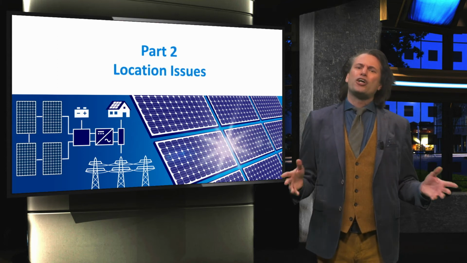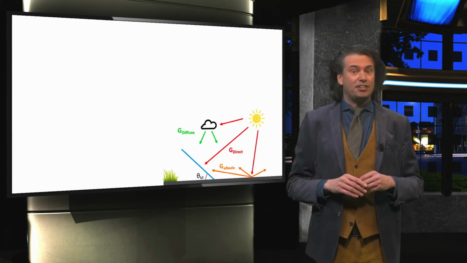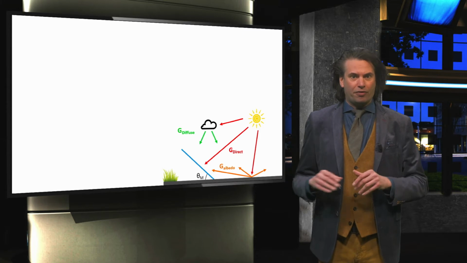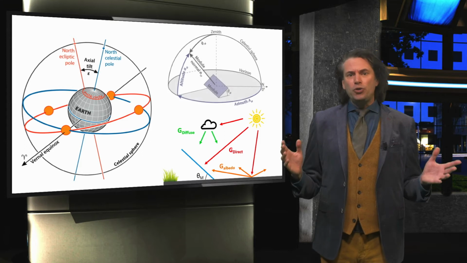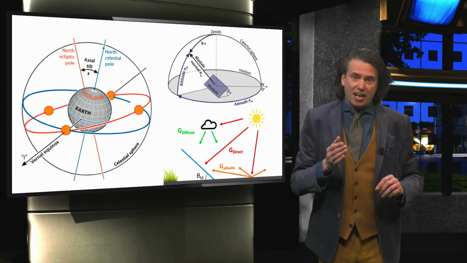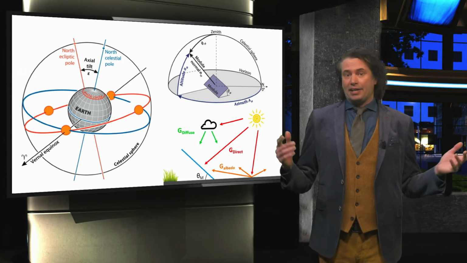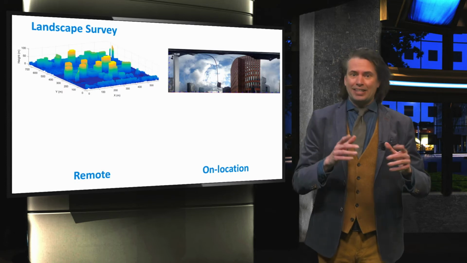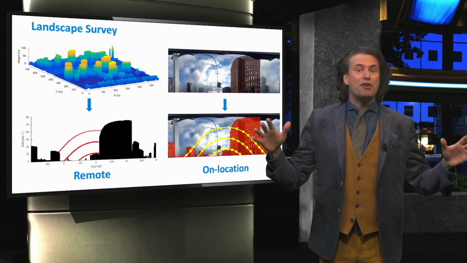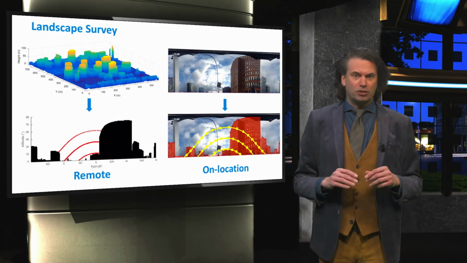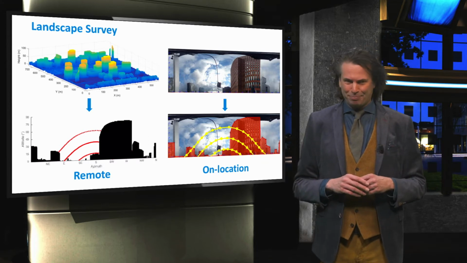In week 2 we discuss the location issues. First we will discuss solar irradiance and the different components of irradiance on Earth. You will learn to define the position of the sun in the sky. We will use that to calculate the optimal tilt angle and orientation for solar modules for any position on Earth. At the end of week 2, we will discuss landscape survey, where you learn to predict the influence of surrounding area on the annual PV system performance. Finally, you will be introduced to some advanced irradiance modeling techniques.